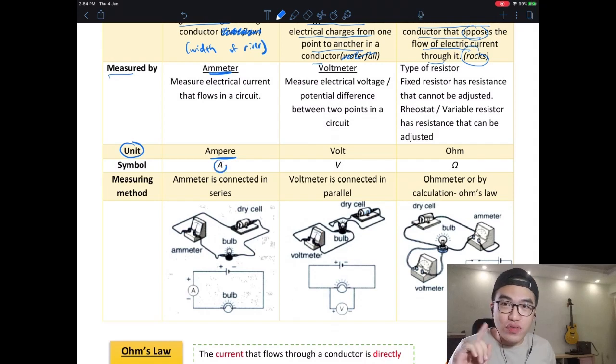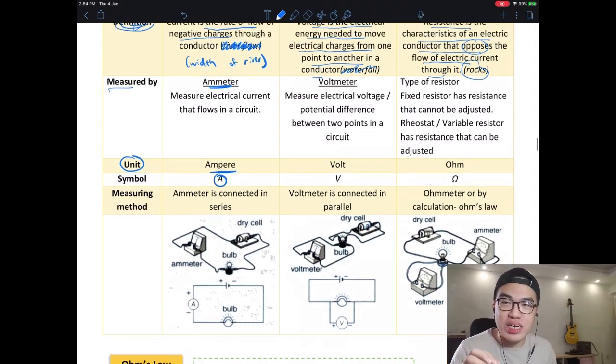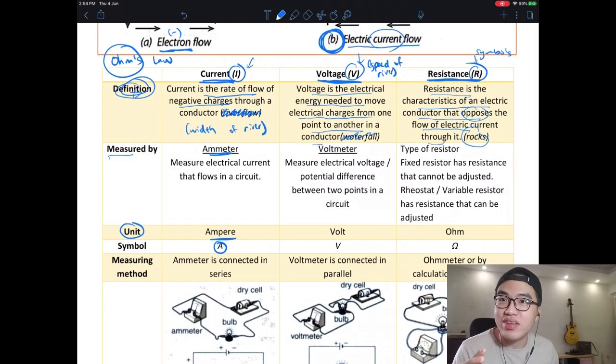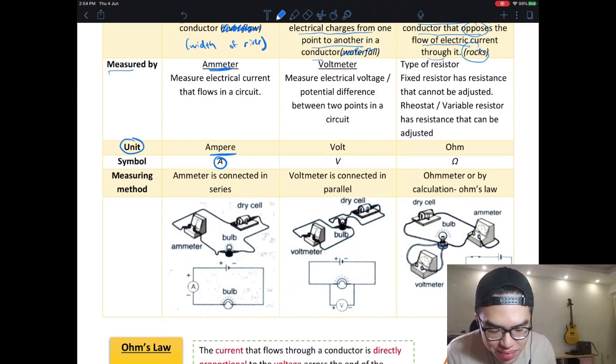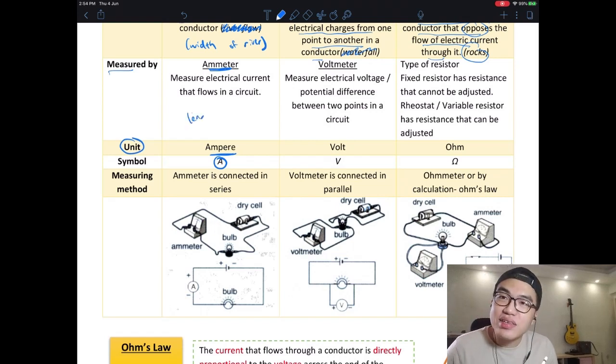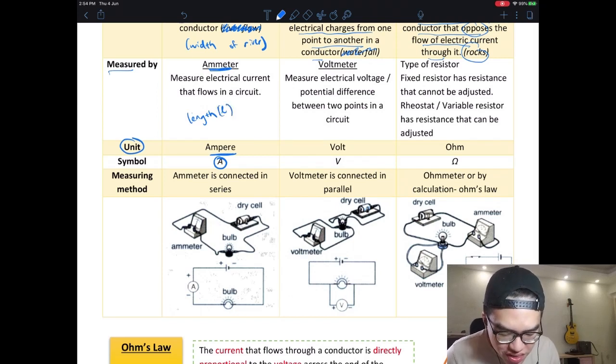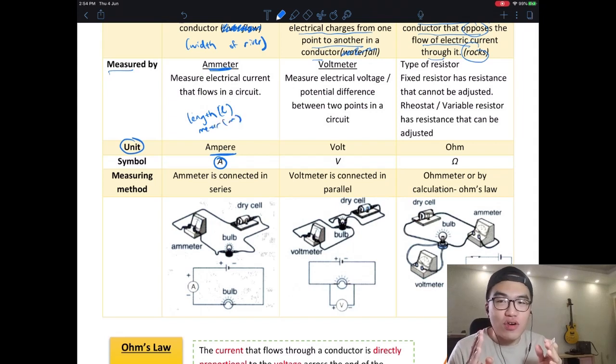So don't confuse. Just now the I is for the current, for the thing I'm measuring. But for the unit, I'm using A. It's different. It's just like length. The symbol for length is L, but the unit of length is meter, and we use m. Same case here. For current, the symbol is I. The unit is ampere, A.